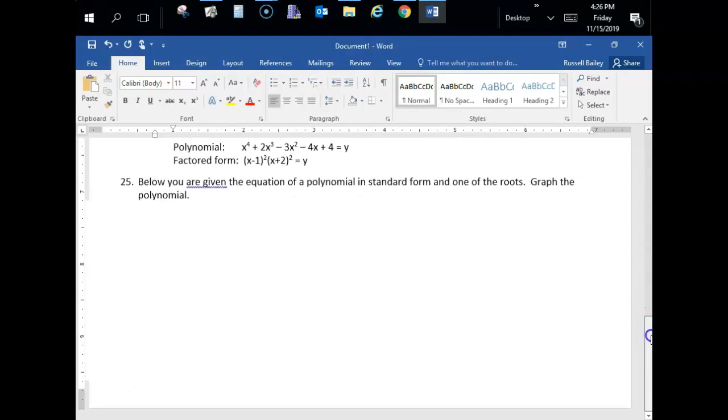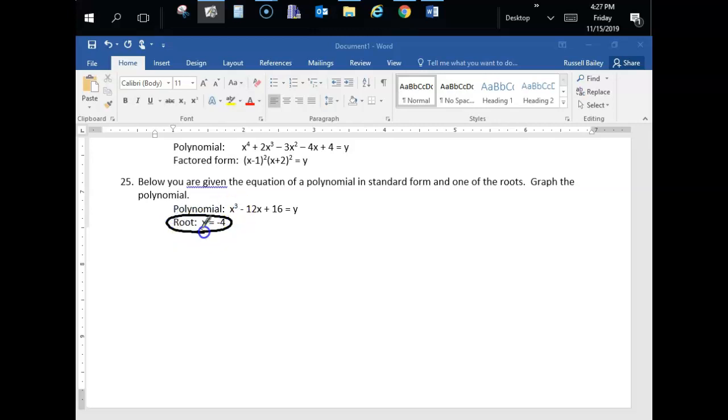All right, number 25. Now, here's another type of question. In this one, I'm not going to give you the factored form, but instead, I'm going to give you a root. And your job is to factor this polynomial completely first. Okay? All right, so step one, we want to factor this. We won't be using the root for a little bit. We'll get to that in a minute. But for now, we're just going to start with factoring.